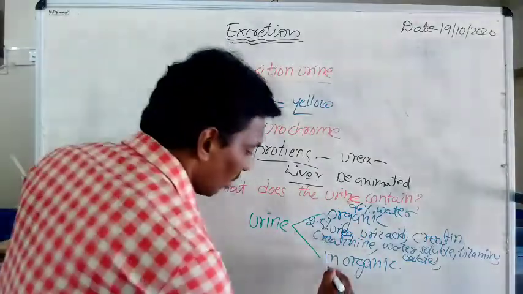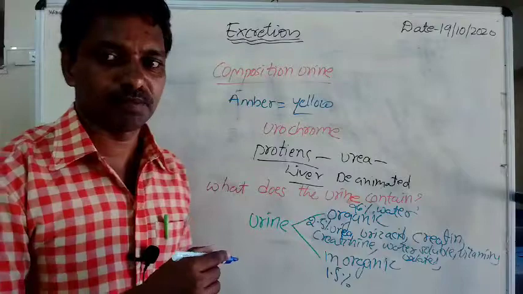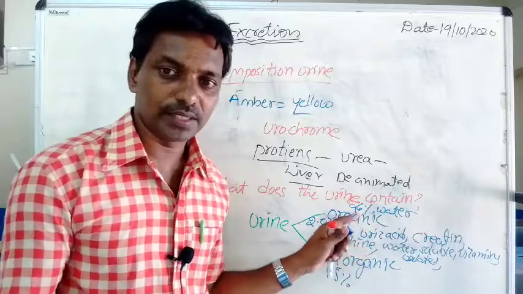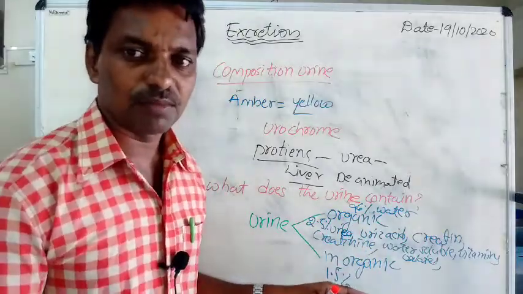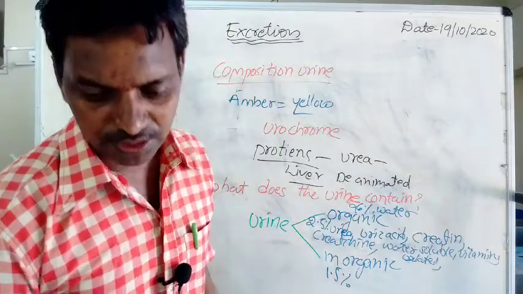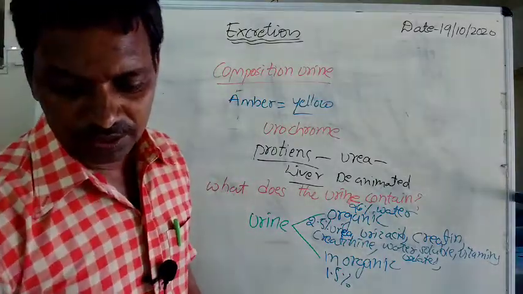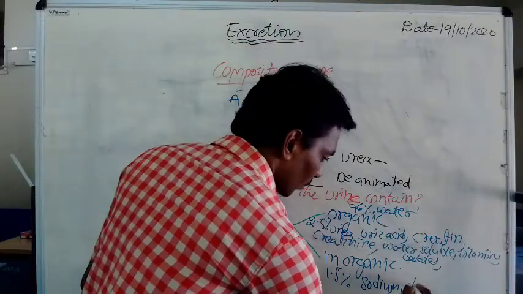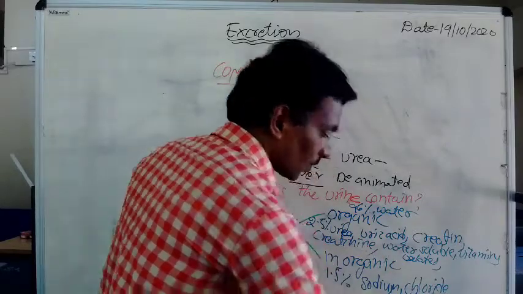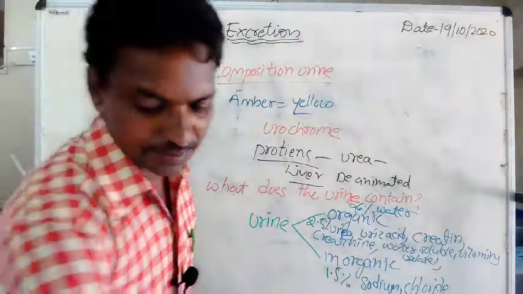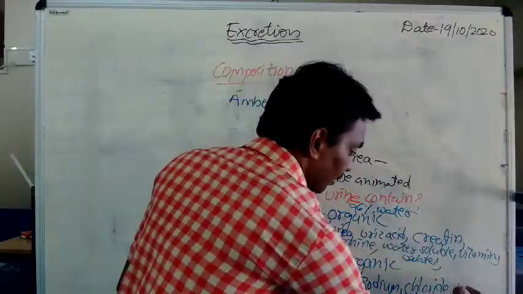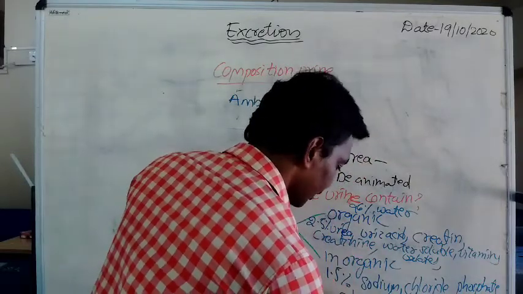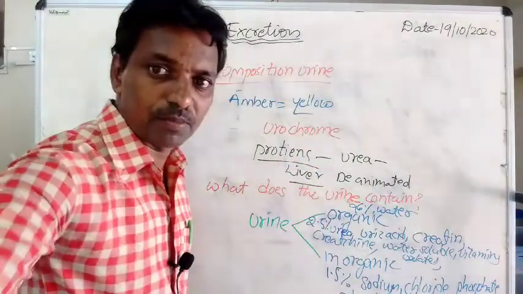Next, inorganic substances, 1.5%. Those are solutes, inorganic solid substances: magnesium, calcium, chloride, sodium. So there is a huge list. What are those? Sodium, chloride, sodium chloride, sodium and chloride, and phosphate, sulfate. Is it appearing or not?